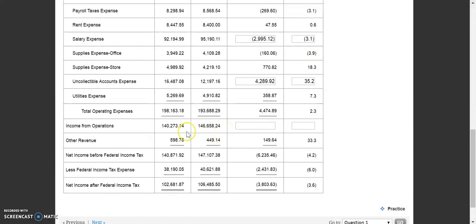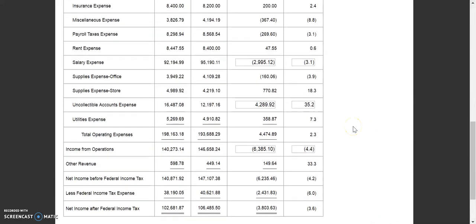And then our last one is our income from operations. Again, notice we're going to have a decrease here. Our current year is 140. Our prior year was 146. So when we do our calculation, subtracting those two, we're going to end up with negative 6,385 and 10 cents, which means we take our decrease amount divided by our prior year, and we end up with negative 4.4%.